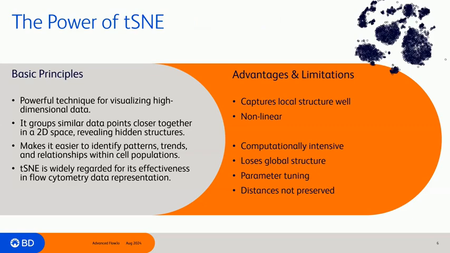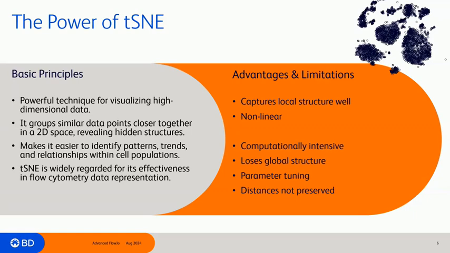Let's talk about the power of t-SNE, some of its basic principles, advantages, and limitations. So t-SNE, or t-distributed stochastic neighbor embedding, is a popular dimensionality reduction technique. It's widely used in flow for visualizing our high-dimensional data. It was developed by Laurens van der Maaten and Geoffrey Hinton. It's designed to capture local structure of the data by bringing similar data points closer together in the low dimensional space, typically 2D or sometimes 3D representations.